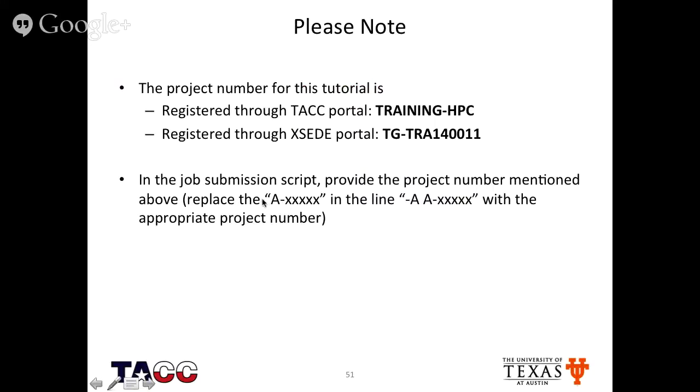That is, if you have multiple project allocations on Stampede, you might want to add your allocation, the one that we have up there, using sbatch -A and whatever the name is in your case, training-HPC or TG-TRA140011. Let's see, what's the syntax for specifying the project? It's hash, dollar, dash A. In the script, wherever you have all those 5 x's, just replace that with the number here, training-HPC. It's not there?